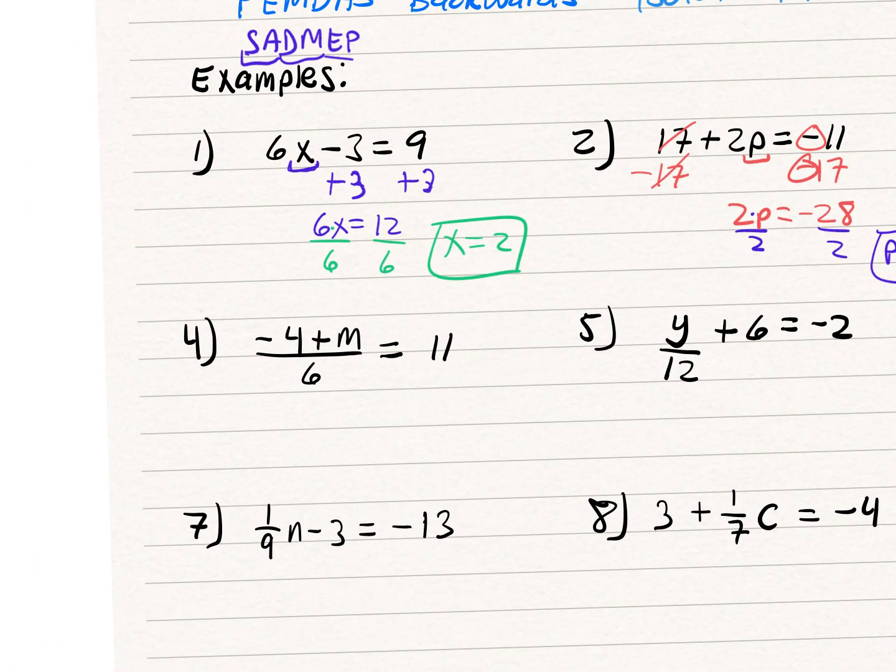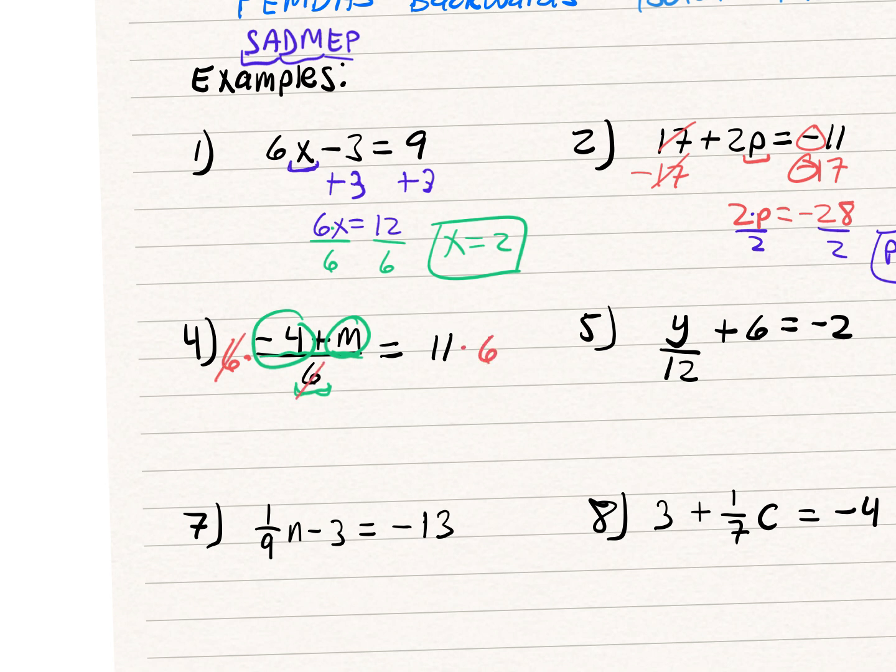And now number 4, this one's a little bit different because now our variable is still up there, right? We still have a variable, but now we have something that's being divided. So this 6 is being divided to the entire expression here, right? So we can't really get rid of this minus 4 by doing plus 4 on both sides yet because it's being divided by this 6, just like this m is. So the first thing we actually want to do is get rid of this 6 that's being divided. So we want to multiply both sides by 6. So times 6, times 6.